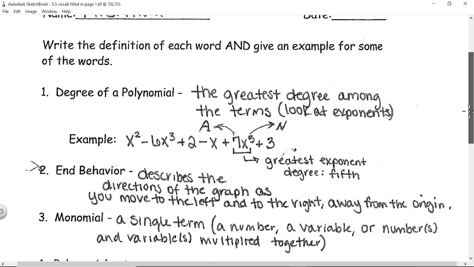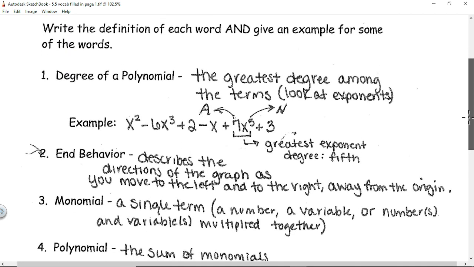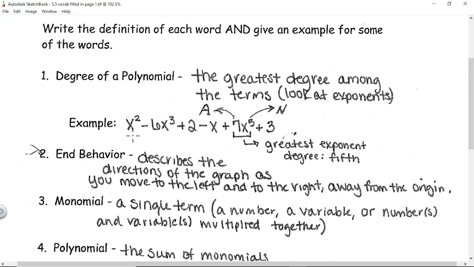First of all, degree of polynomial. What is the degree of a polynomial? It's the greatest degree among the terms. Look at the exponents. So, for example, we have this polynomial, and it has several terms. So, for example, this term right here, that's degree 3, because the exponent in the term has the power 3.